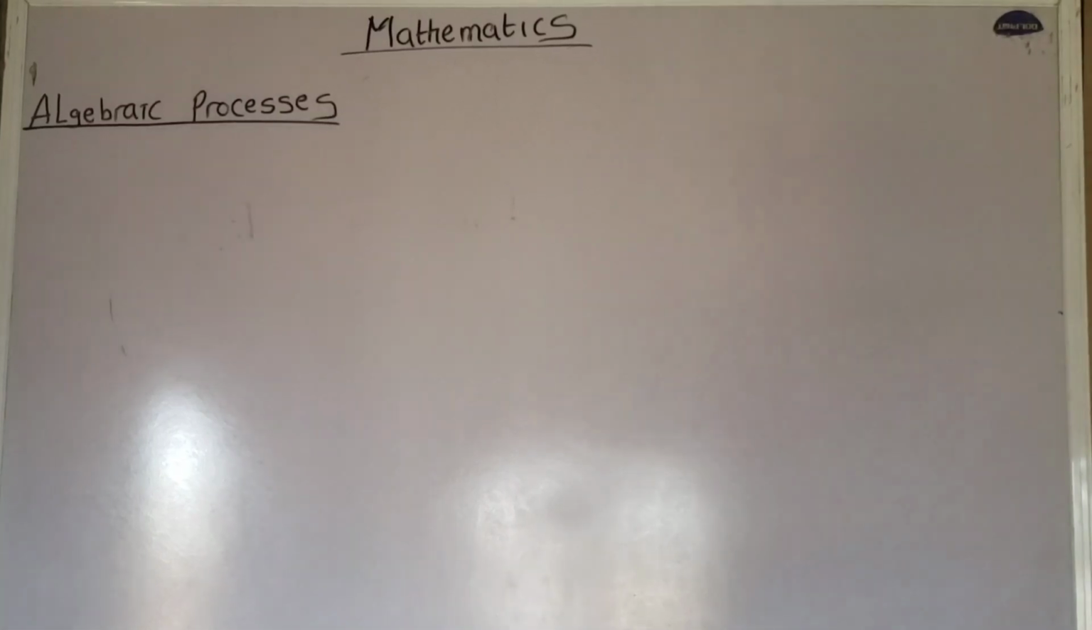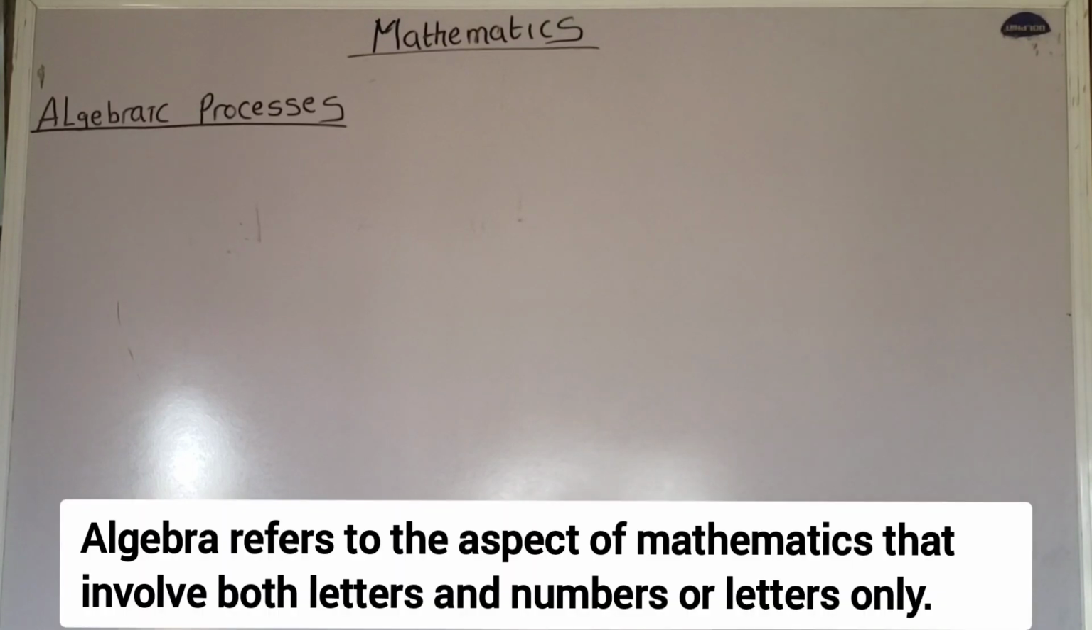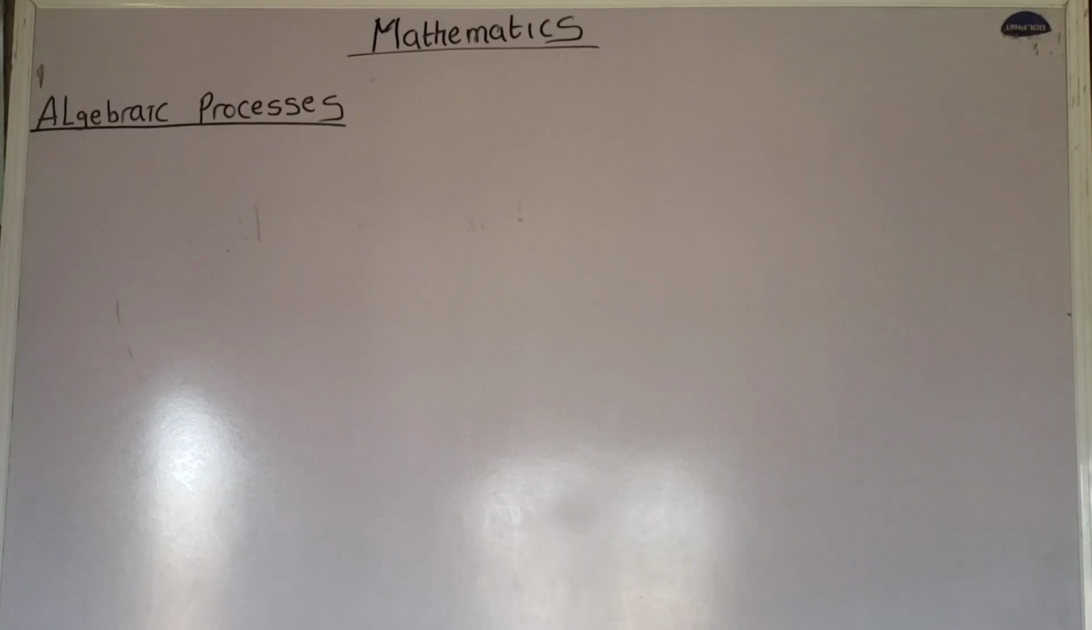In today's class, we're going to go over algebraic processes. What do we mean by algebra in mathematics? Algebra is the aspect of mathematics that involves both letters and numbers, or letters only. That means that before we can call an expression an algebraic expression, that expression must have either both numbers and letters, or letters only.